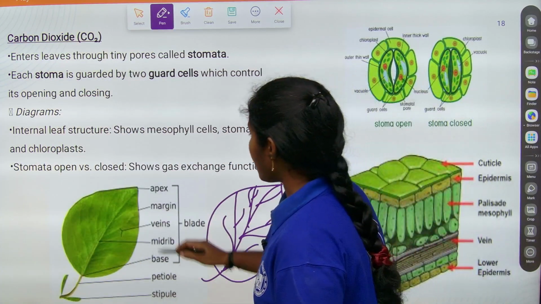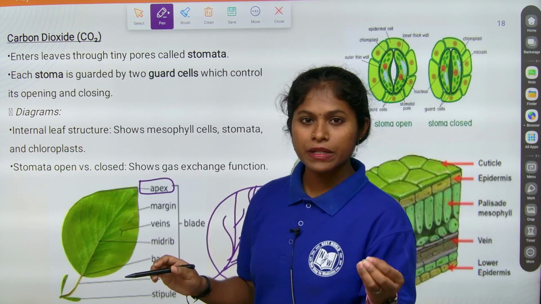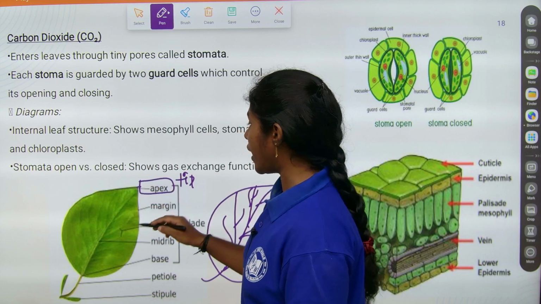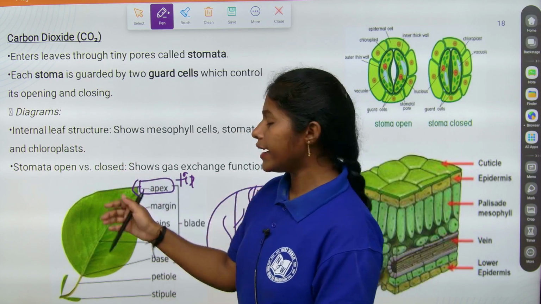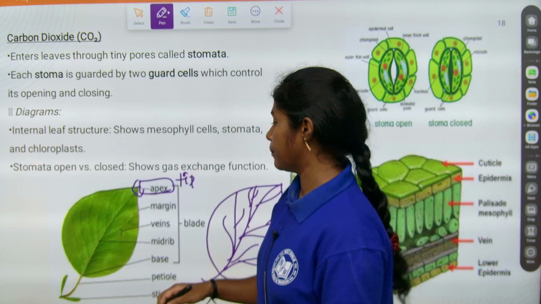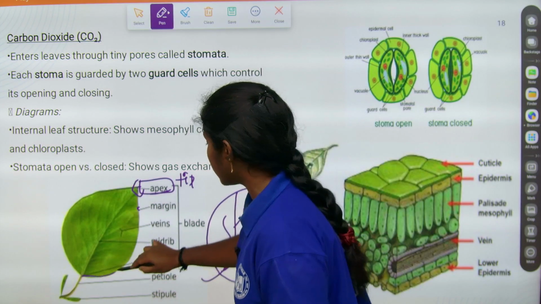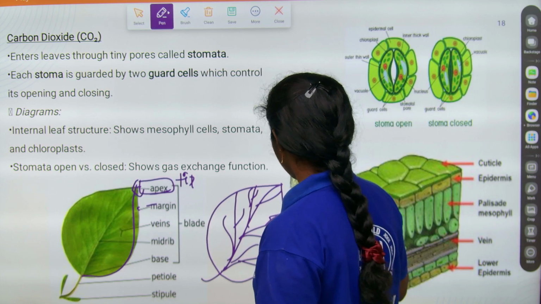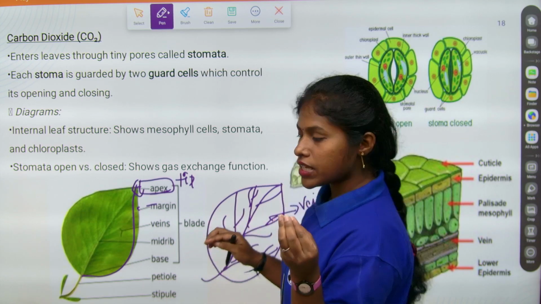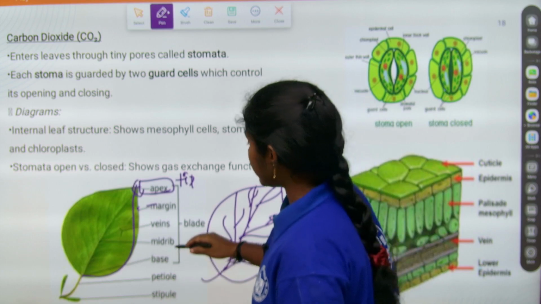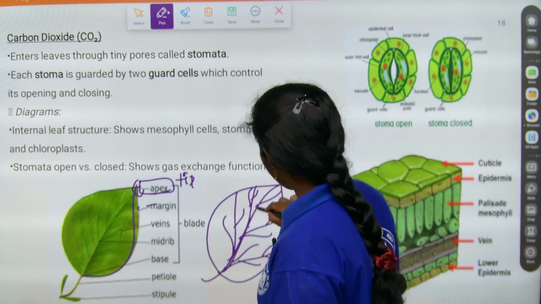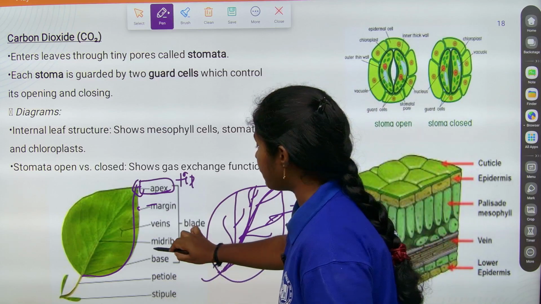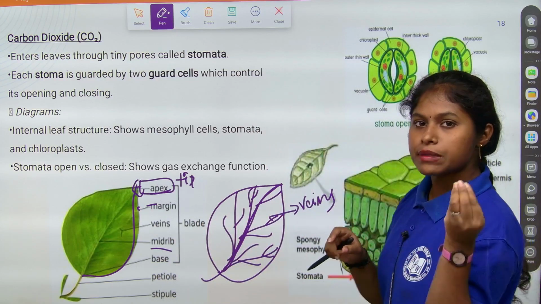So here see the parts of the leaf, children. Apex. What is meant by apex? Apex means tip. Here it is the pointing tip, at the corner, right? Apex is nothing but the tip. This is the margin, and these are the veins. The small curves that are there, children, are nothing but veins. And here the midrib is a little stronger. As it is present in the middle, we call it the midrib, right?